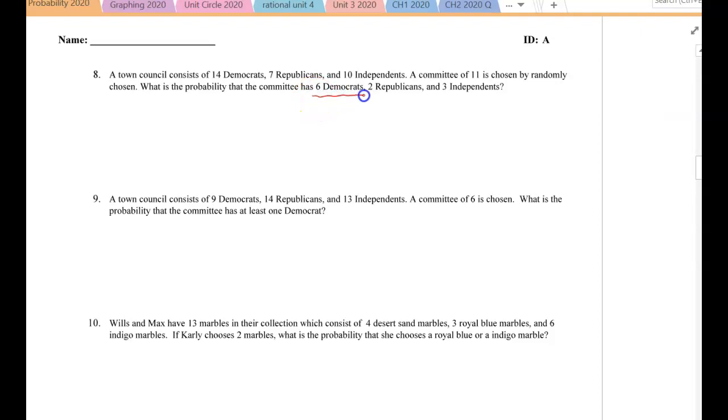So for problem number 8, we want 6 Democrats, so that'd be 14 choose 6. We want 2 Republicans, so that'd be 7 choose 2. 3 independents, there are 10 independents, so 10 choose 3. Again, the key word connecting them is "and," so I'm going to be multiplying those. And divide by the total. When you add up the total number of Democrats, Republicans, and independents, you'll see that there are 31. And how many are we choosing? We're choosing 11 people in total.